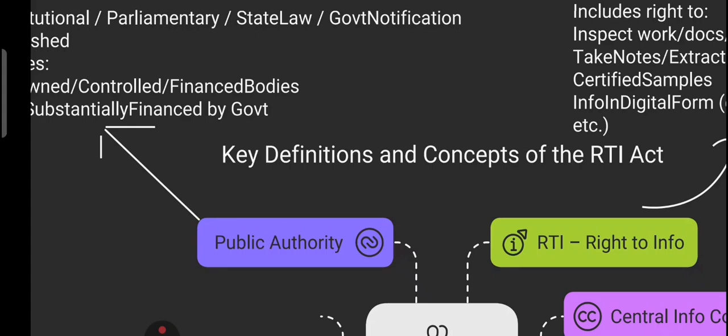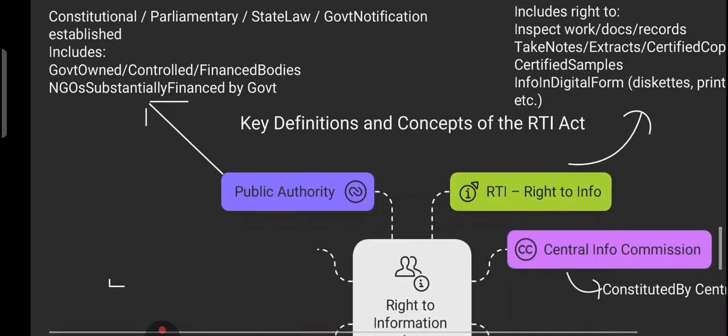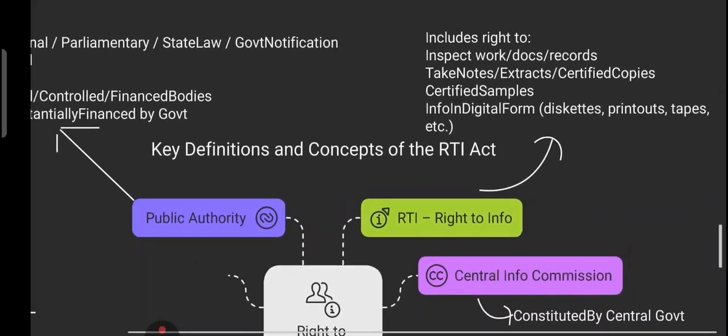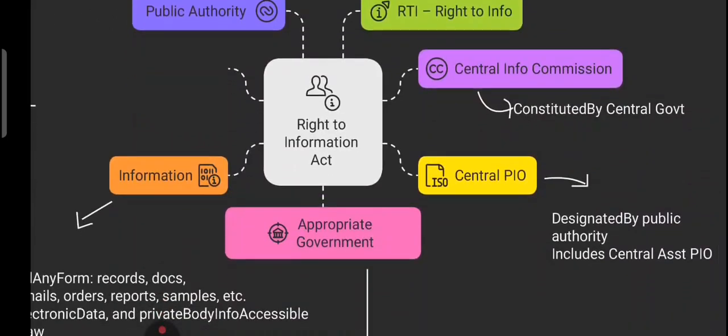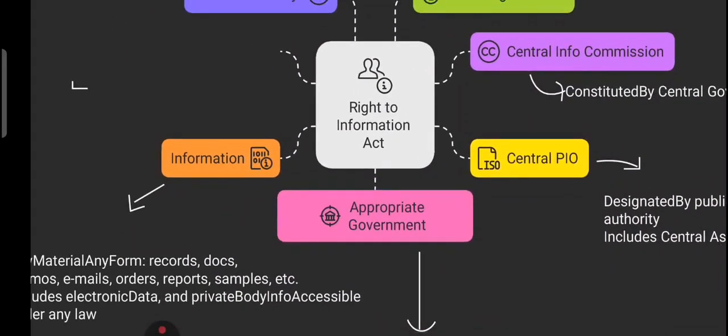Now let's explore the Right to Information Act, commonly known as the RTI Act, a powerful tool that empowers every citizen to hold the government accountable. First of all, what is the RTI Act? The RTI Act allows you to request and access any information from a public authority. This includes files, emails, memos, reports, records, samples, and even digital formats like printouts or tapes.